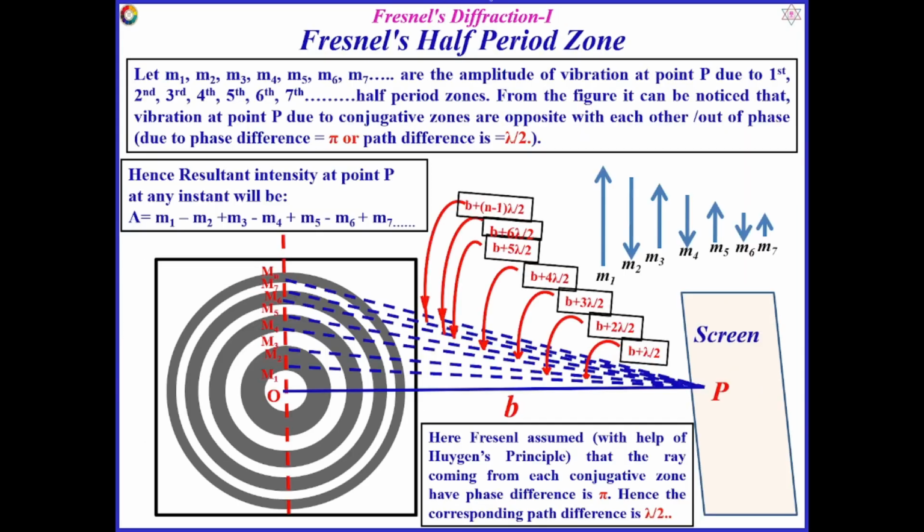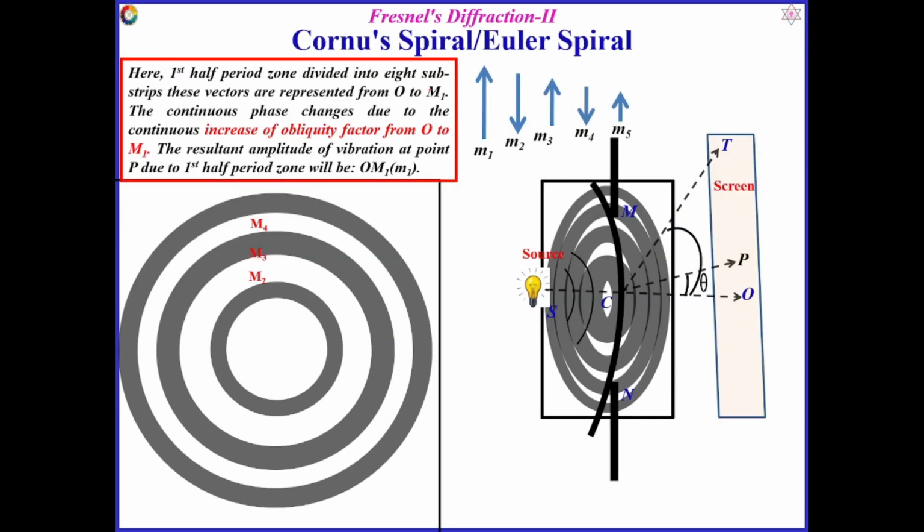Up to this much we have discussed in our first part video, and in this second part we are going to start the Cornu spiral or Euler spiral. Carefully you have to watch this. Here you can see, to understand the Cornu spiral or Euler spiral, these are our alternate half period zones. This is the first half period zone, this dark one is the second, this one third, fourth, fifth, sixth. These are the alternate bright and dark strips or zones that we discussed in our last class.